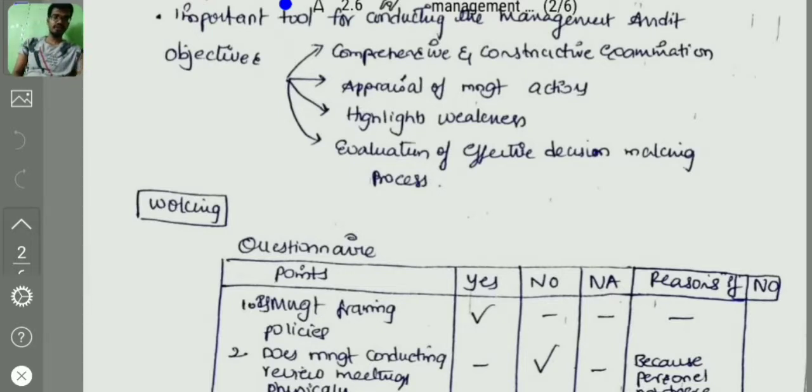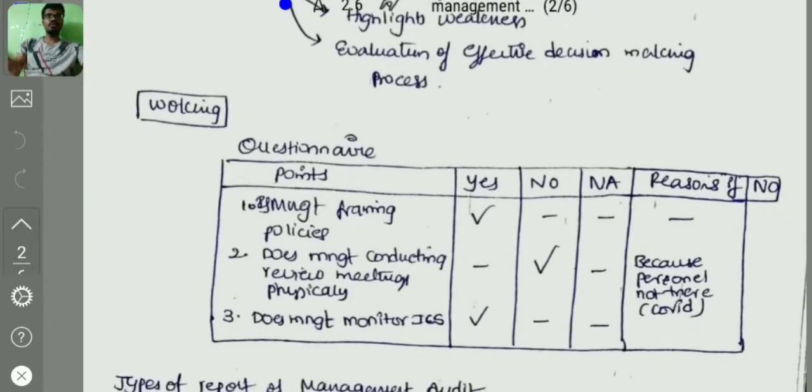Next point is highlight of weaknesses. If any weaknesses are there, we can highlight the weaknesses through the management audit questionnaire. Evaluation of effective decision making process. For example, we can make an audit questionnaire point: whether the management has taken reliable and accurate information for the decision making process or not. If yes, you can evaluate. If no, what steps need to be taken further? Those points can be taken through the management audit questionnaire.